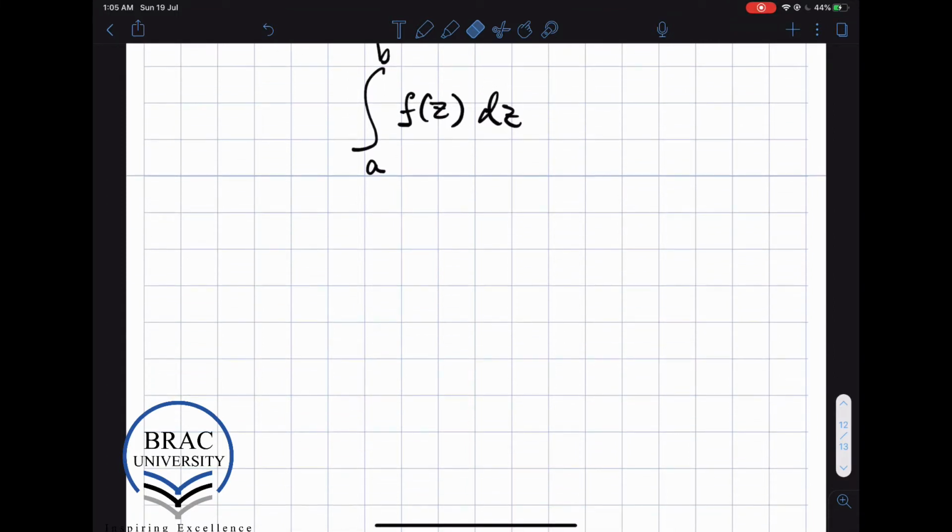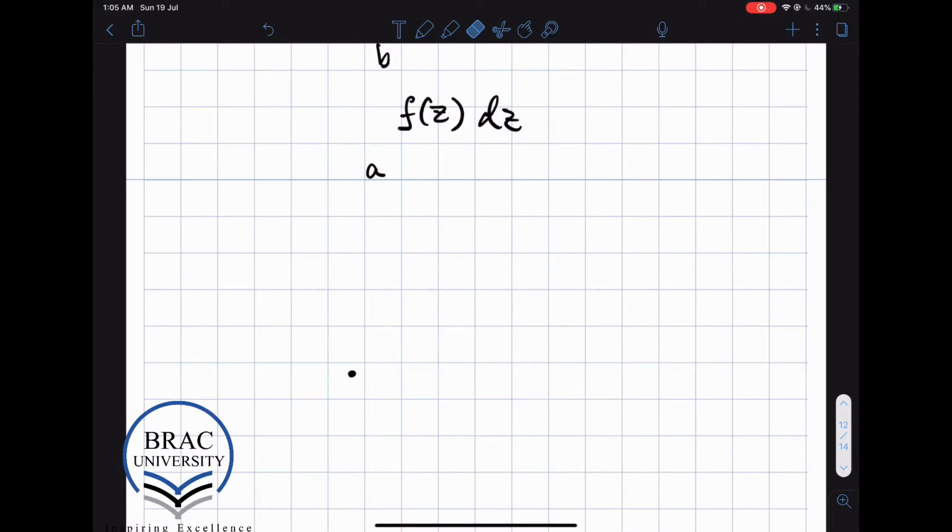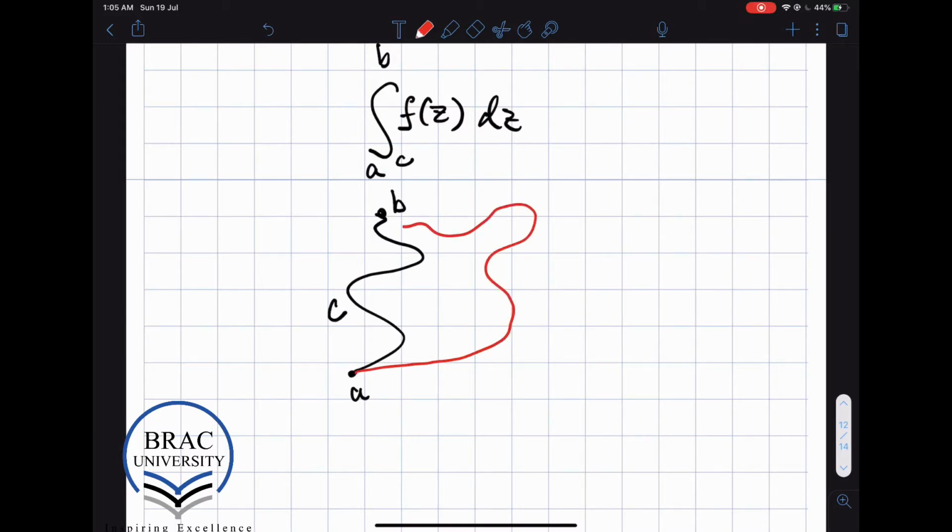So a is a point here. Let's call this path C. So it starts here and it ends here, and C is some path. So what we're doing is taking this integral over this path between these two points. Now suppose that I deform this path without changing the endpoints. So I deform this path to a new path. Let's call that C prime.